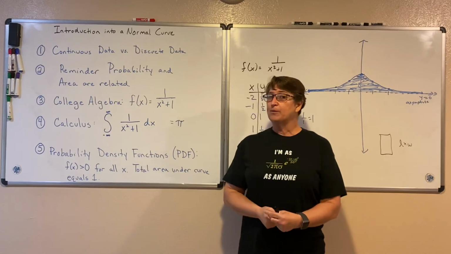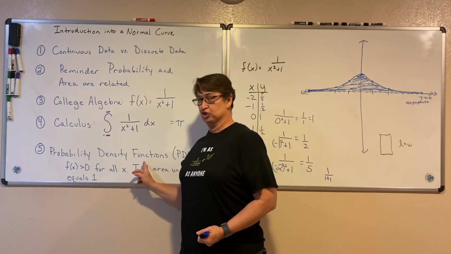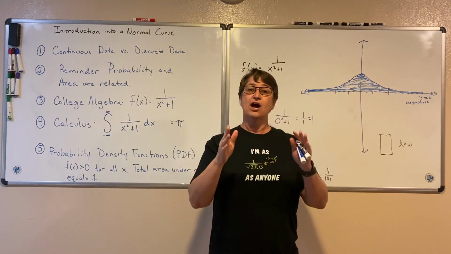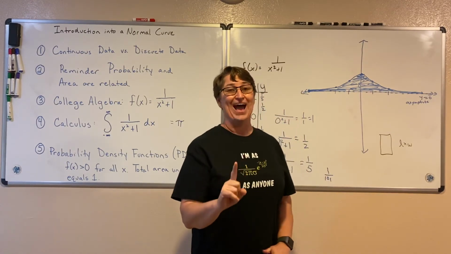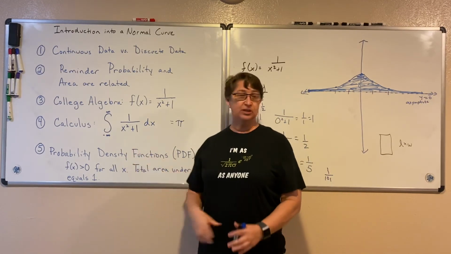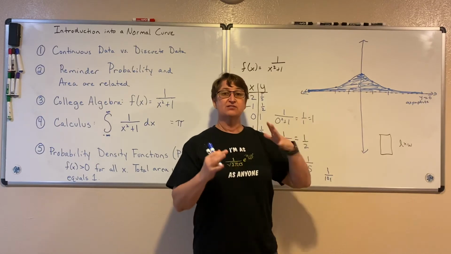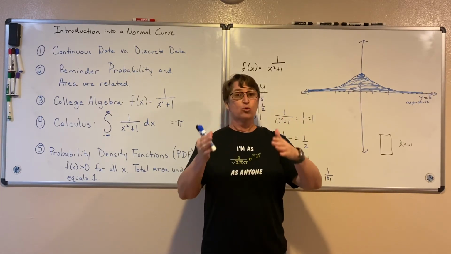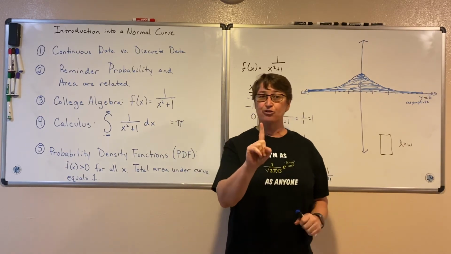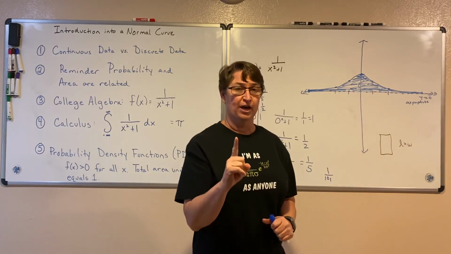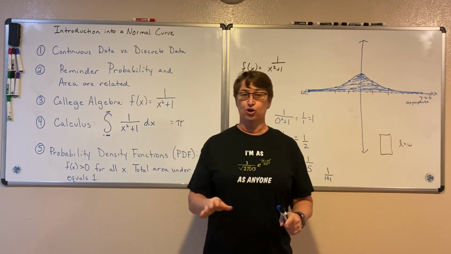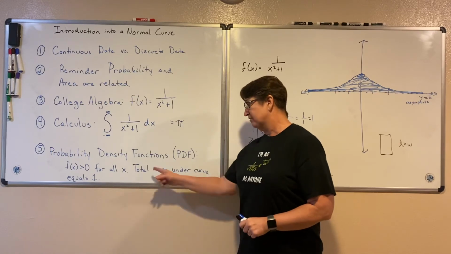But in a probability density function, remember with our probability distributions that we had, all our probabilities had to add up to 1. So in a probability density function, in a function that looks like this, like the normal curve, the area under that curve is equal to 1. So when we find the integral of it, the area under that curve is equal to 1. And so that's exactly what this says.